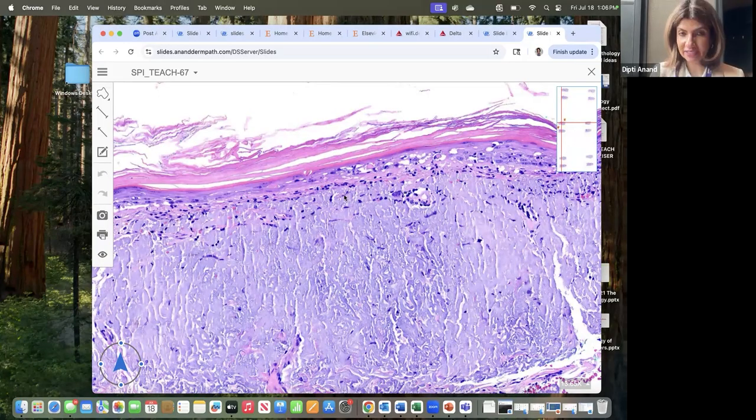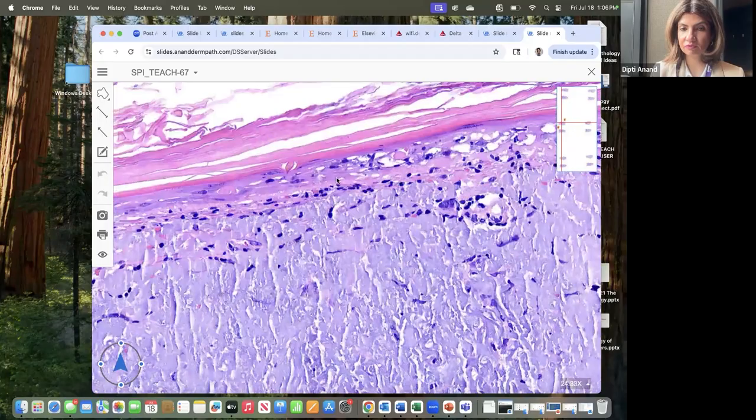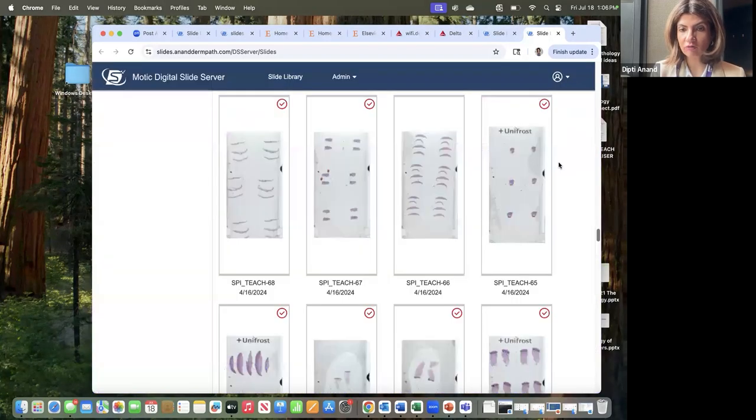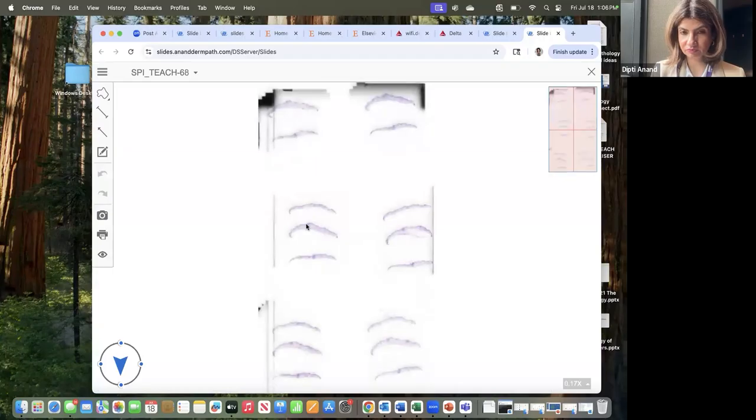Okay, so a connective tissue disease equals chronic interface dermatitis, which equals lupus or dermatomyositis, wherein you see the epidermal atrophy, the effacement of the rete ridge pattern, hyperkeratosis, and this thick basement membrane with the squamatization of the basal layer. So let's see more examples of chronic interface.